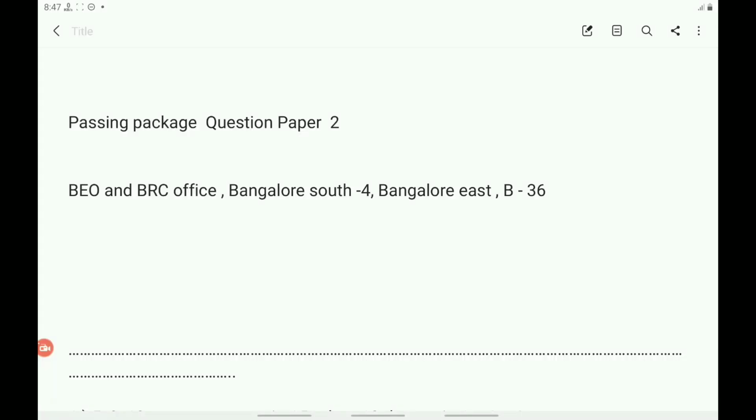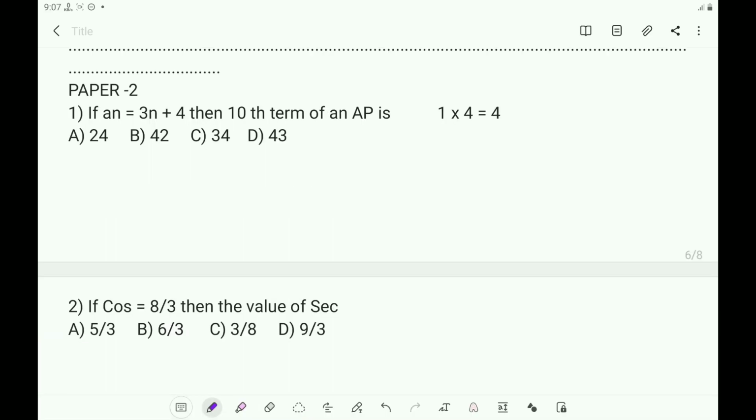Children, it is a passing package question paper 2 given by BO and BRC office, Bangalore South, Bangalore East. Now let us solve the question paper. Now let us take the first question.